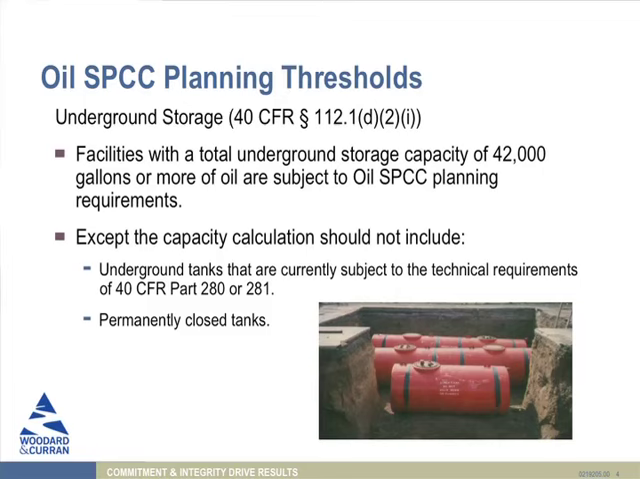The above ground oil storage threshold is significantly less, 1,320 gallons. It doesn't take much to get to that number. When you're figuring out the 1,320 gallons, you include all bulk oil storage containers and operating equipment that has an oil storage capacity of 55 gallons or more. And again, permanently closed tanks don't count in your calculation.